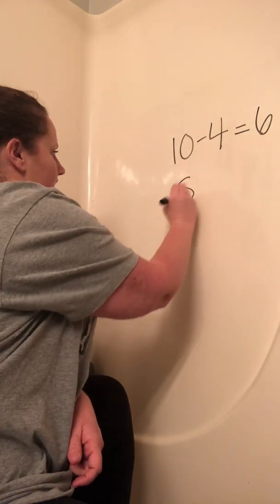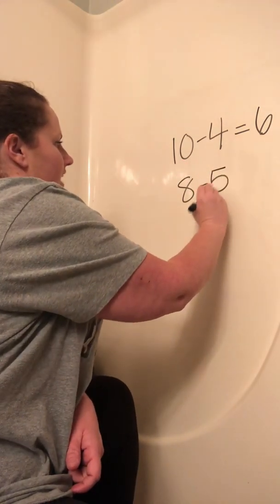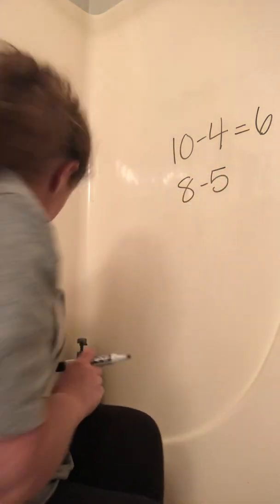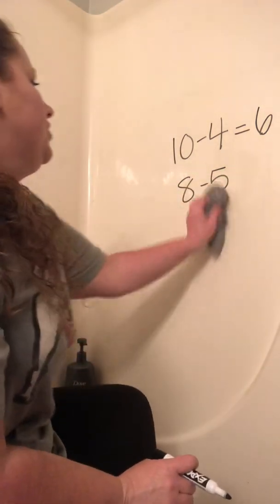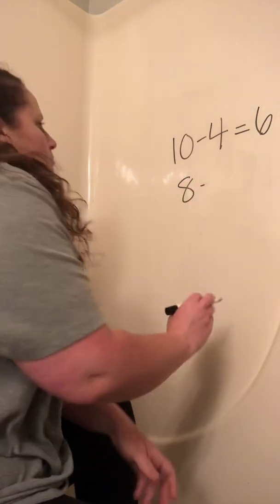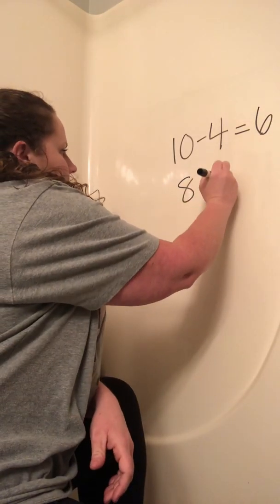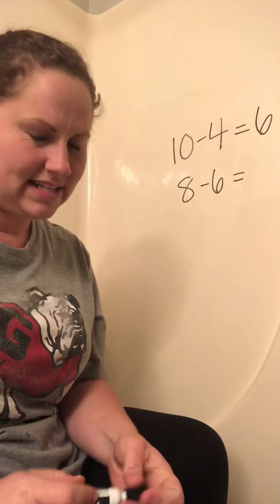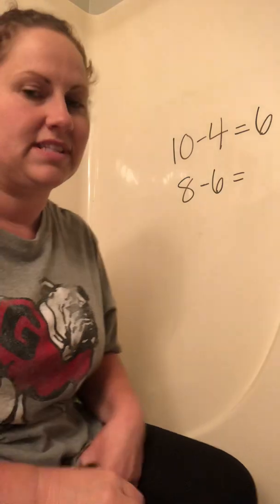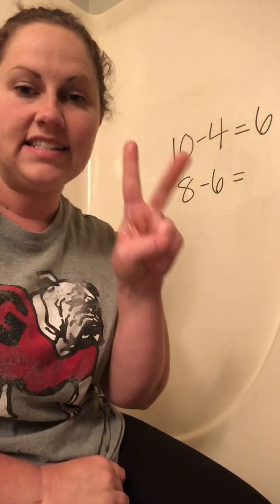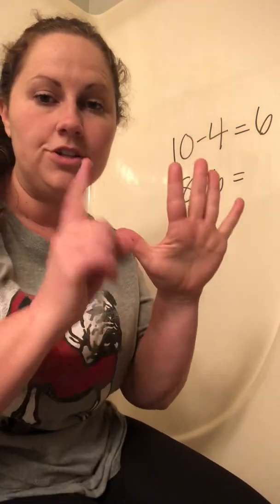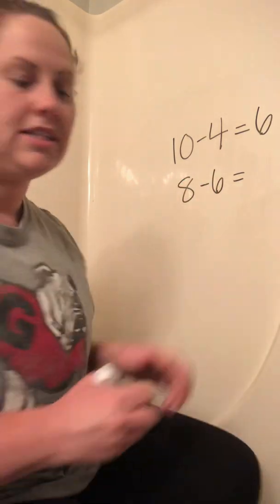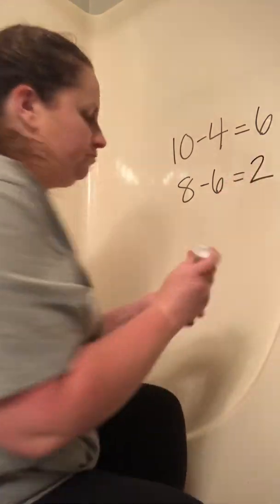Okay, let's try one more. Let's do 8 minus 5. Actually, let's do where we have to do 2 hands of take it away. So let's do 8 minus 6 equals. So I start with the first number, 8, and I'm going to take away 6 numbers. So I'm going to say 8, 7, 6, 5, 4, 3, 2. Then I stop. So I stopped on 2, so 8 minus 6 equals 2.